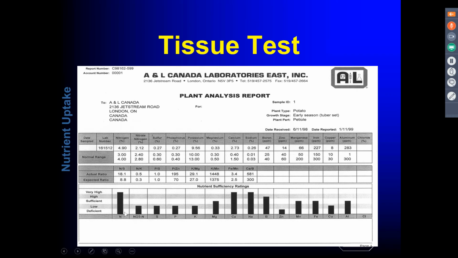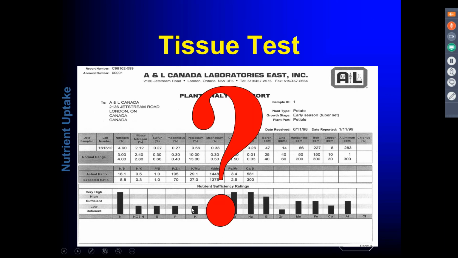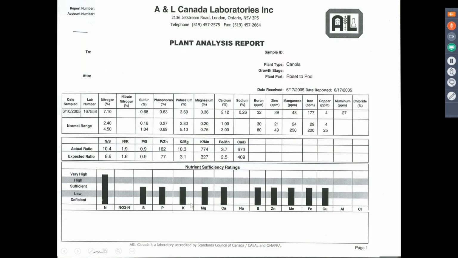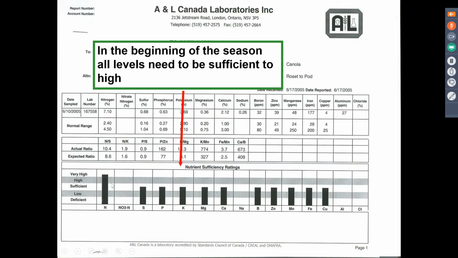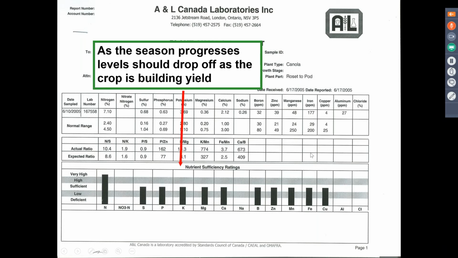So think of each and every one of these little bars as being the fuel gauge for the tank of that nutrient. So this is going to basically monitor each and every nutrient. Early in the season, we want to start out with levels all up in the high sufficient zone. So all these bars, or all these tanks, should be full starting out in the early season. As that season progresses, these levels will drop off as that crop is using the fuel. The smaller the tank, the faster these obviously drop off.